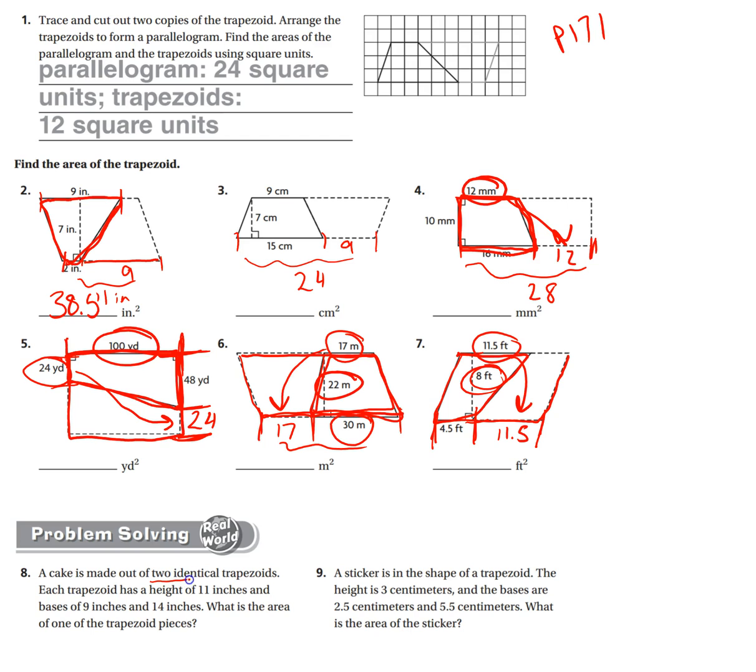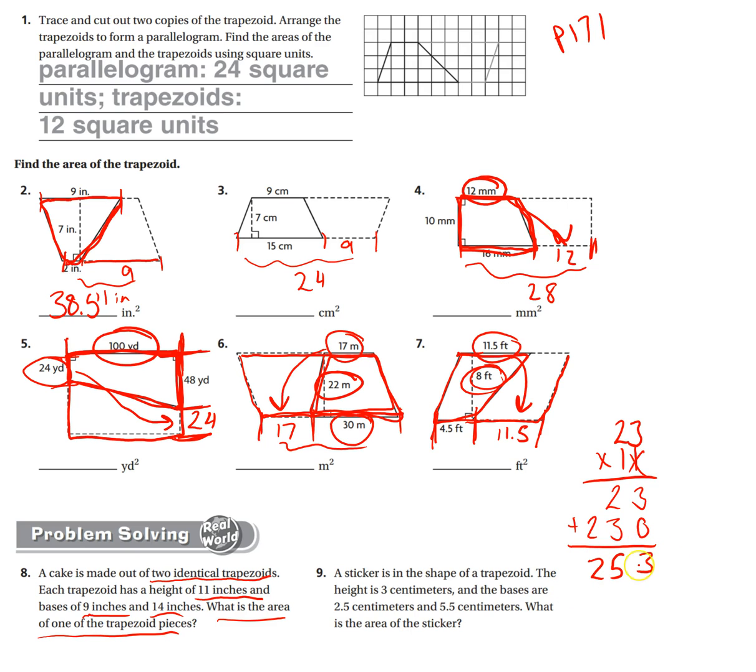Okay, a cake is made out of 2 identical trapezoids, so it's some kind of parallelogram. Each trapezoid has a height of 11, so we know the height is 11. The bases are 9 and 14, so we have to combine the 2 bases, add the 2 bases. So 9 plus 14 is going to be 23. What is the area of one trapezoid? So this would be the area of the whole parallelogram. 1 times 3 is 3. 1 times 2 is 2. Kiss that one goodbye. Hug it out. No hard feelings. 1 times 3 is 3. 1 times 2 is 2. Add that up.